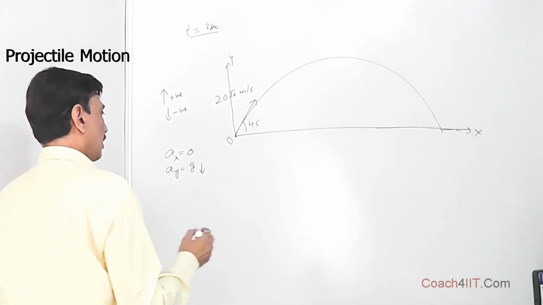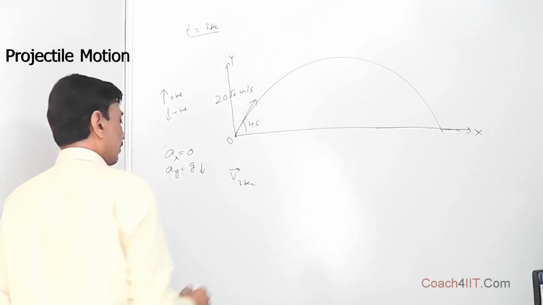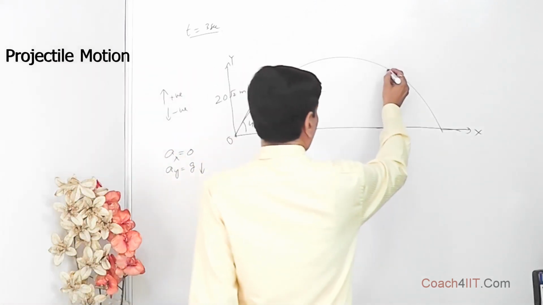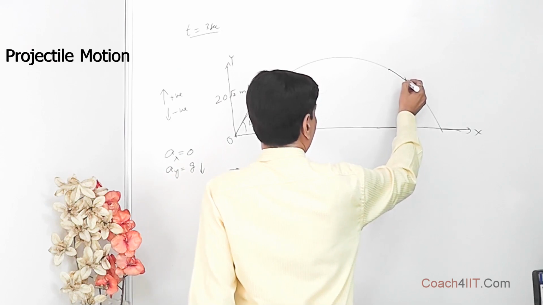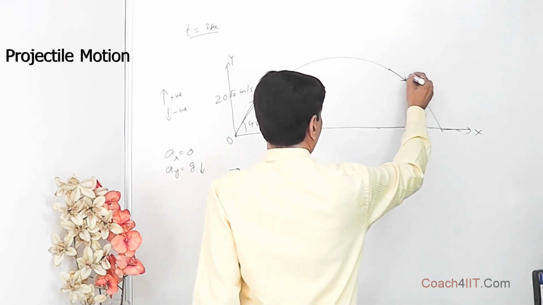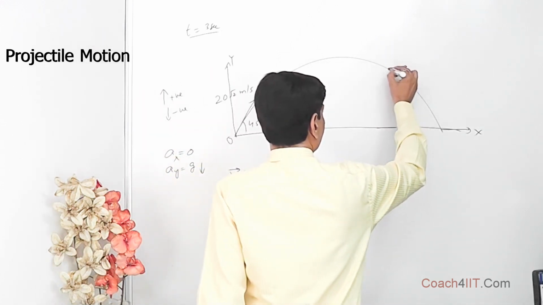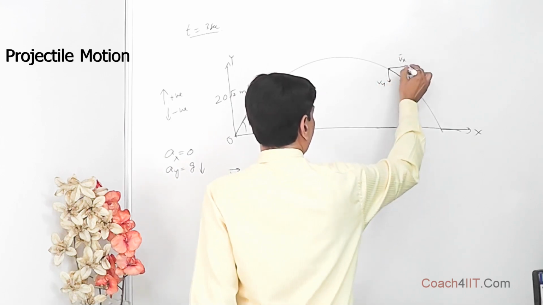So first, let's find the velocity vector at t equal to 3 seconds. Let's say at t equal to 3 seconds the body is over here, so its velocity is in this direction. This is the net velocity vector. It has two components, one along the x-axis and the other along the y-axis. So this is the vx component, and this is the vy component.